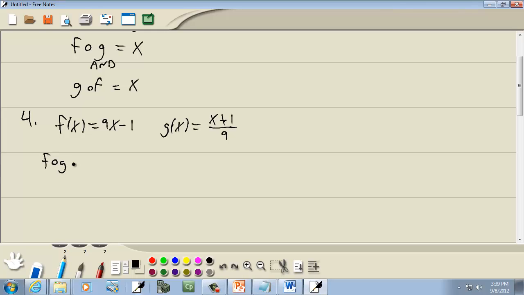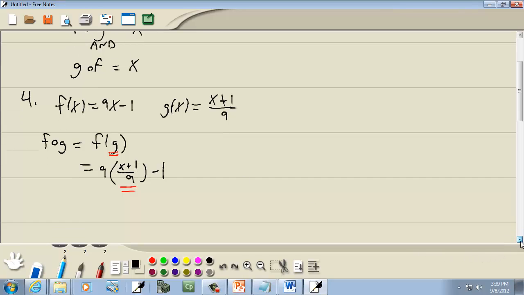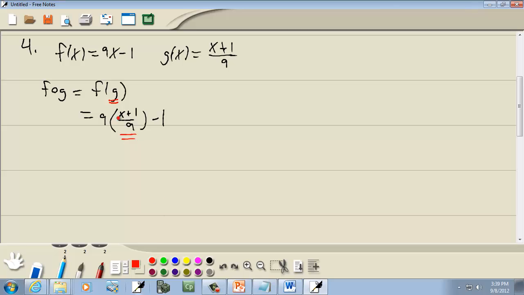Well, we have to find the composition going both ways. So we're going to find f of g. And remember, we take our f of x, where we have an x, we put in parentheses. And we're going to plug in g, which is our other function, into the parentheses. So I put x plus 1 over 9 in there. Now the 9's cancel here. And we got x plus 1 minus 1, and 1 minus 1 cancels, and we got x. So that's the first part.